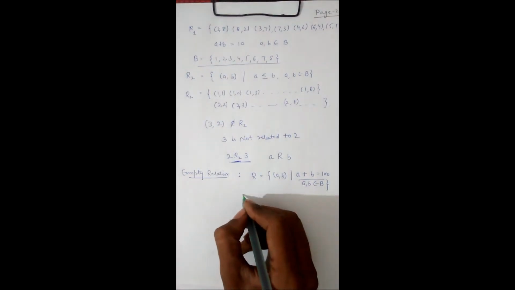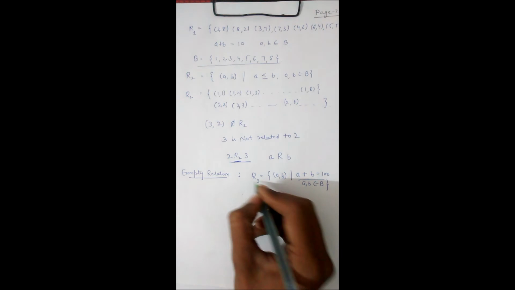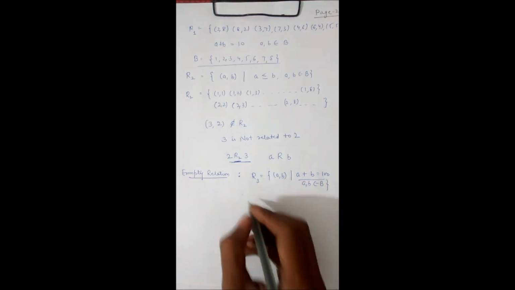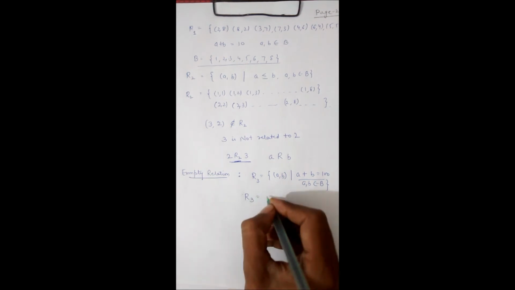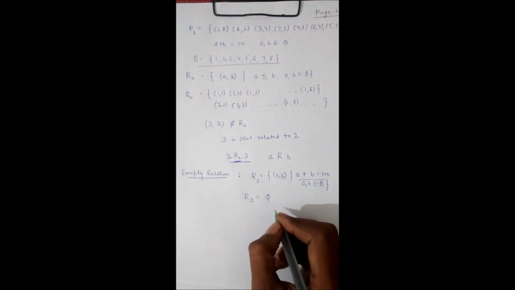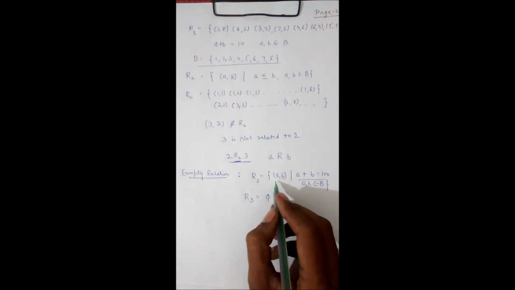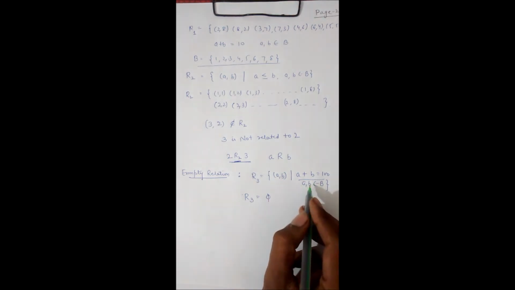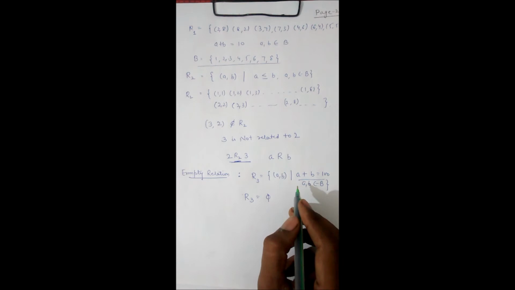There are no elements. So let us take it R3, because R1 relation and R2 relation we are done. We take R3. So clearly R3 is phi. This is an empty set. I don't have any element (A, B) satisfying this condition. So this is my empty relation. If there is no element in R3, then I'll call it an empty relation.